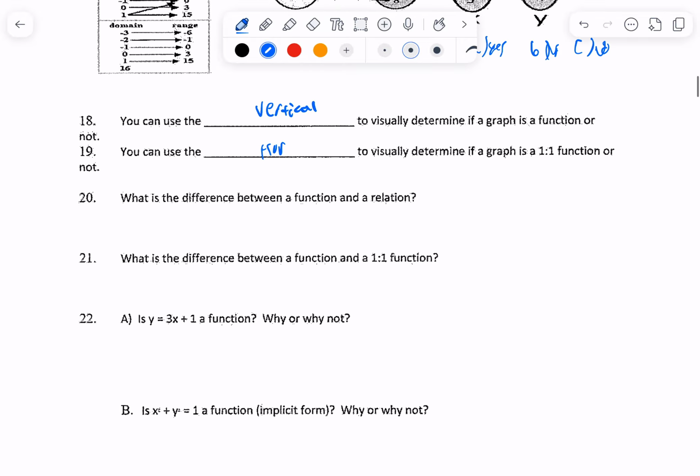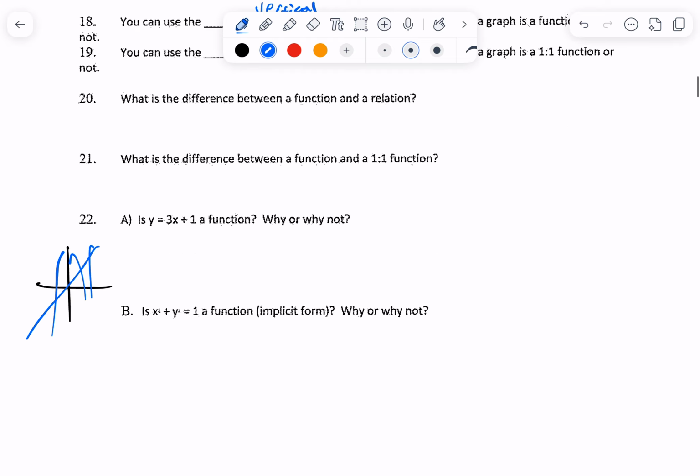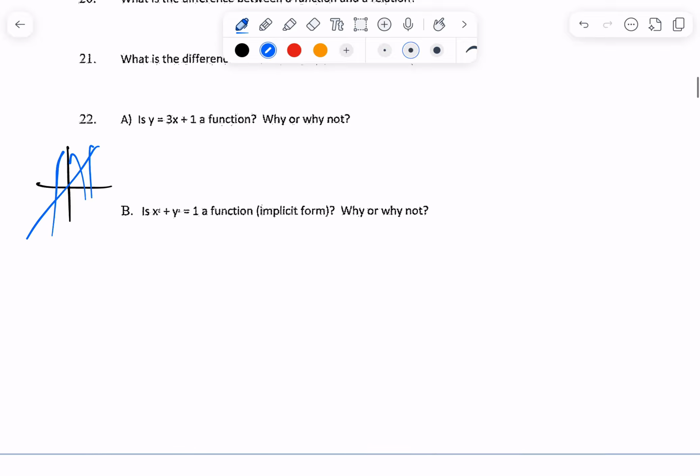Okay, is y equals 3x plus 1 a function? Why or why not? So y equals 3x plus 1, that's like a thing like this. Let me draw with different colors. So it's something like that. And it is a function because when you put down the vertical line test, it only has one spot on the graph. And then x plus y squared.